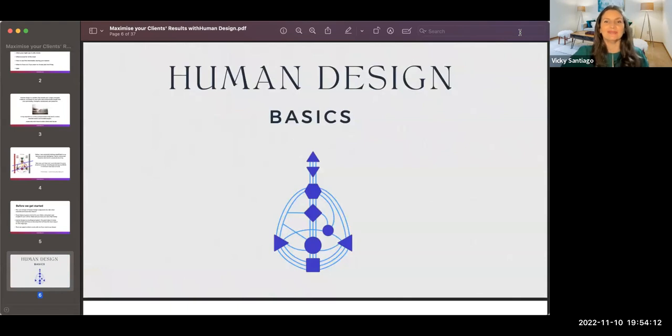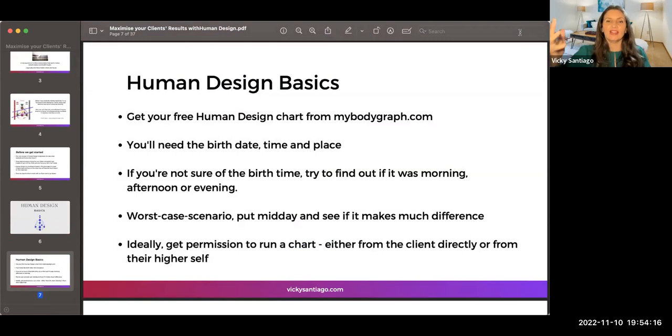All right, so let's get into the basics of human design. If you haven't got your chart already, there's the link there to go and get one. You do need the birth date, the time, and the place. If you're not sure about the birth time, try and get an idea, at least if it was in the morning, the afternoon, or evening. Worst case scenario, put in midday and see if it makes much difference. Generally speaking, if it's a few hours, I found it might change a few bits and pieces.